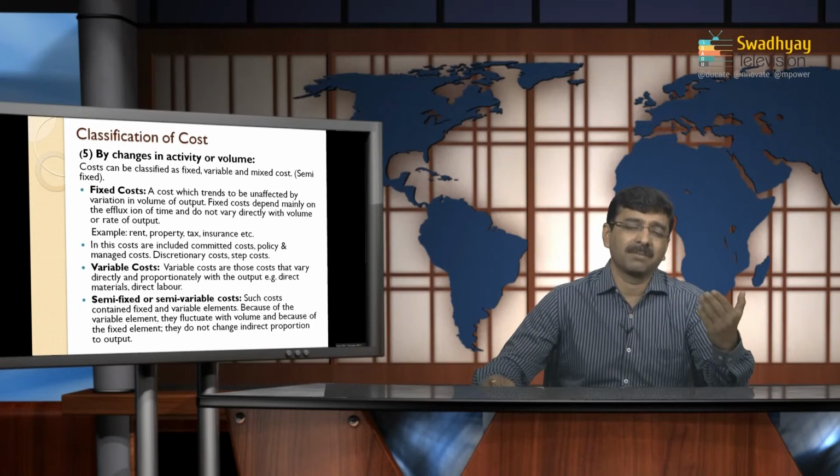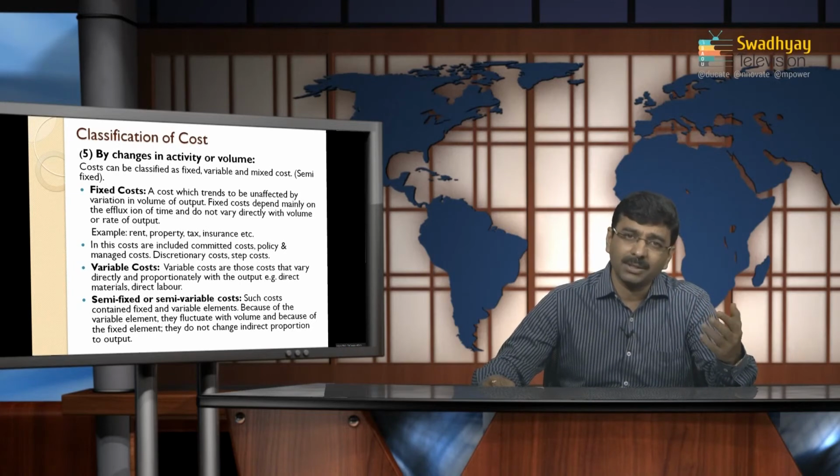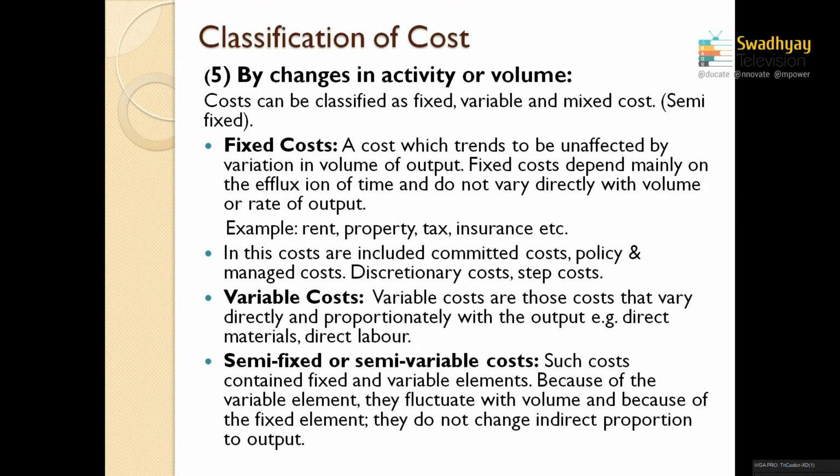Let's begin with the first partition, that is fixed cost. What is fixed cost? Fixed cost means the cost which is not affected, or unaffected, by variations in the manufacturing volume of output. That means whether the company is manufacturing 5,000 units or 10,000 units, if the cost remains the same, that is called a fixed cost.